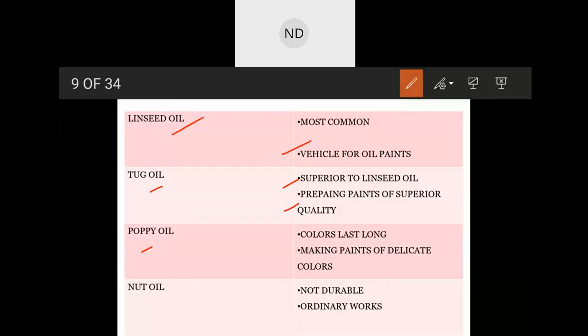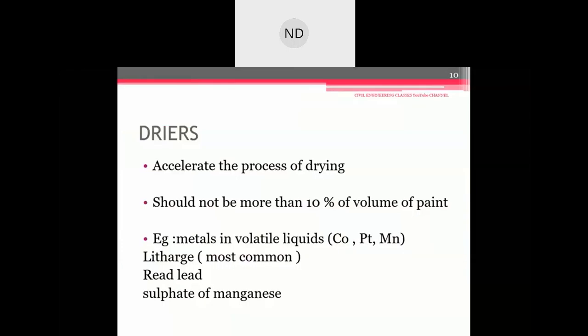Next one is poppy oil. Poppy oil possesses good color, so its color is long lasting, so it is used for making paints of delicate colors. Last one is nut oil. It is not so durable, so it is used for ordinary work. So those are the examples of different types of vehicle.